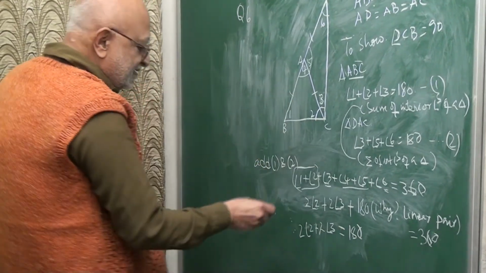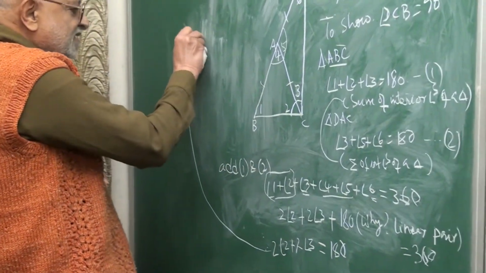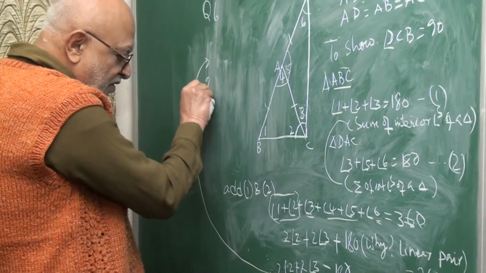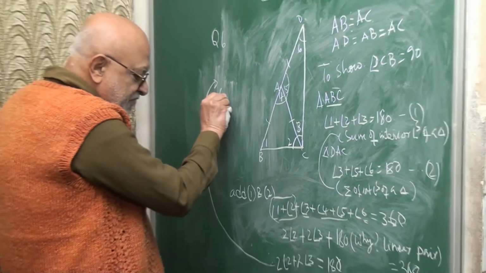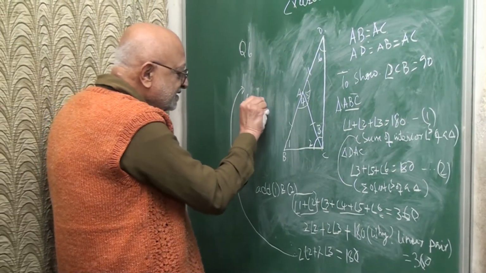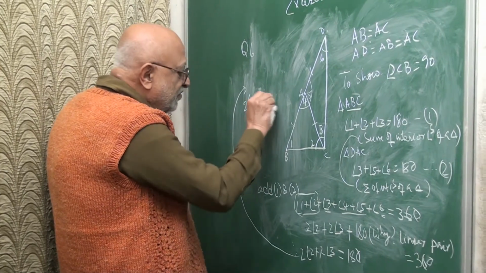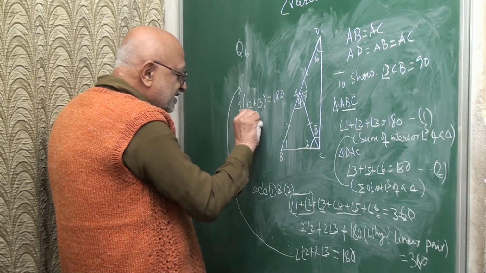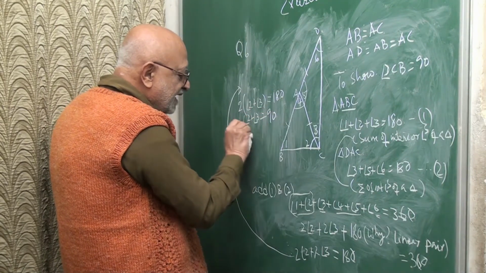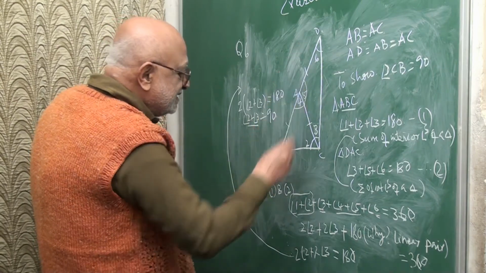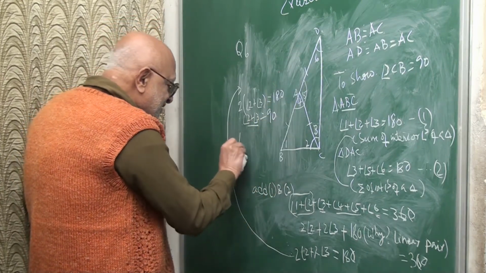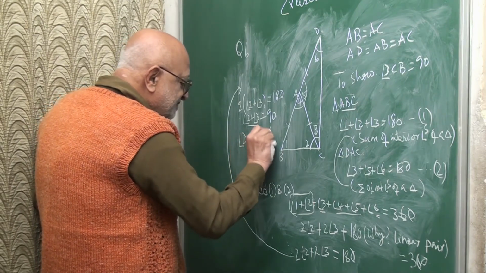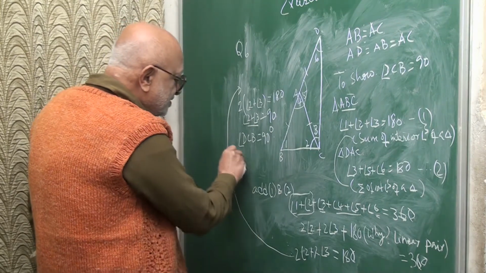Okay, let me come up here. Now I'll take 2 common. So it becomes 2 times angle 2 plus angle 3 equal to 180. Therefore angle 2 plus angle 3 is equal to 90. Angle 2 and angle 3 together make angle DCB. So angle DCB is equal to 90 degrees. Done? Shown. So shown.